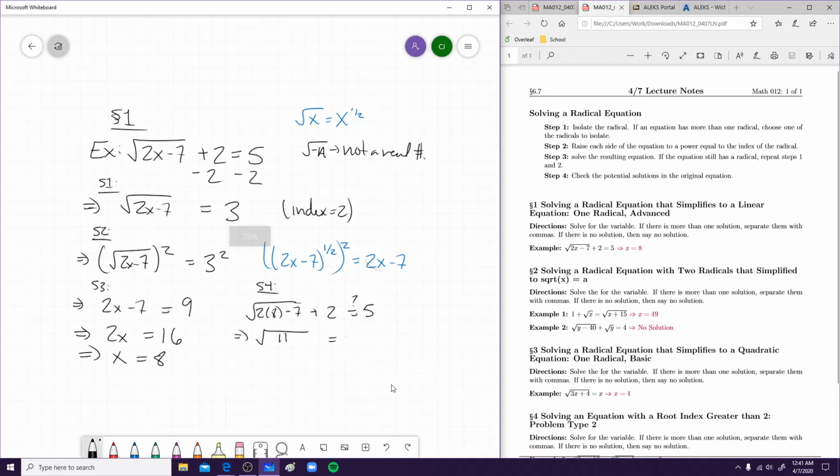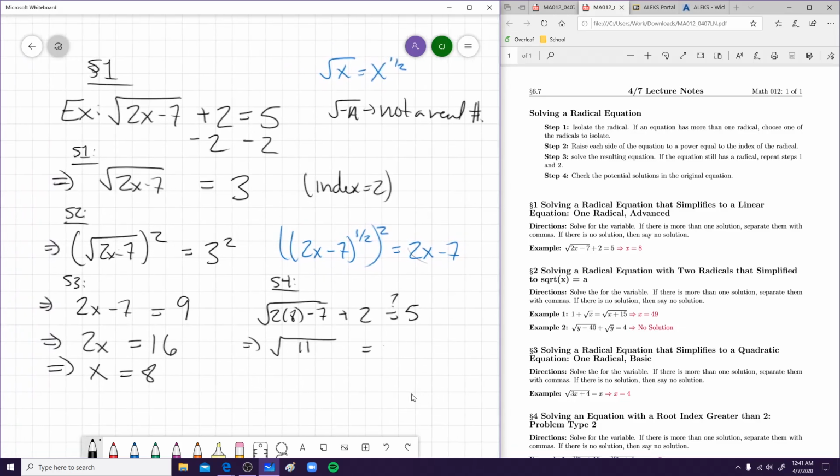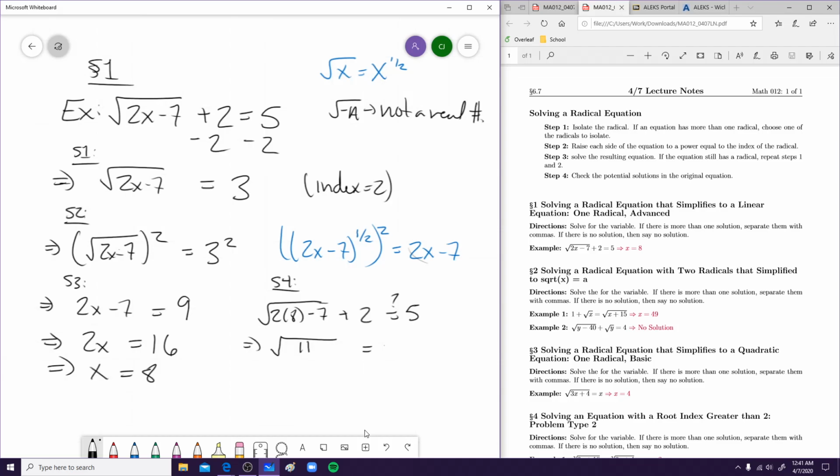Okay, guys, I figured it out. I don't know how to do basic math, obviously. So 2 times 8 is 16. 16 minus 7, that is not 11. I do not know what I was thinking at all. So sorry about that. So 16 minus 7, that is 9.